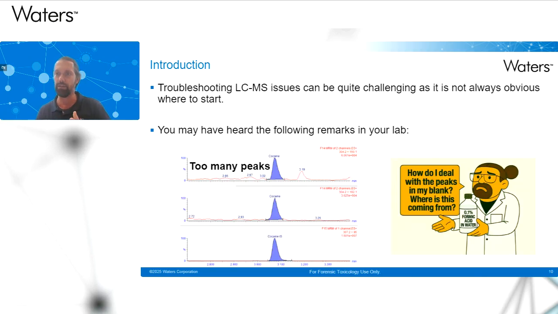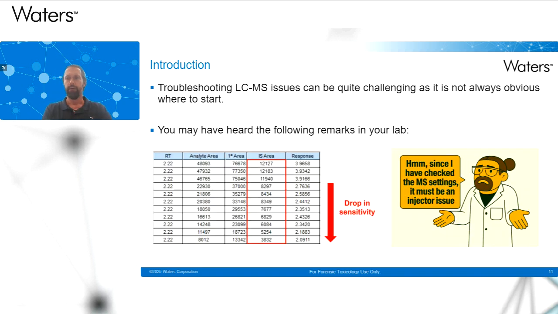It could also be that because of the highly sensitive MS systems, you are more often seeing peaks in your blank. Well, how do we deal with this? Where is this coming from? And it could just be, Martin, that the answer is right there sitting in your hands. But we will take a look at that later on as well.